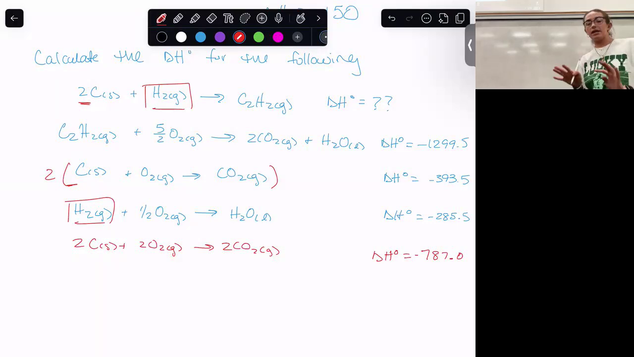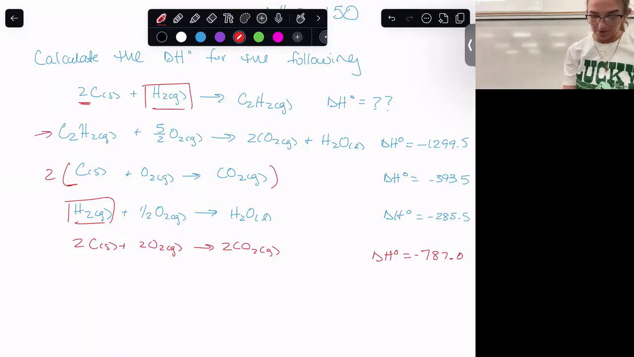We're going to use it exactly as is because there's no other place that H2 exists. So if we manipulate the third equation, then we're changing our overall equation. We don't want to do that. So we're going to keep the third equation as is. Right, so then we move to our product of C2H2. Where do we see that in our 3 equations? The first one, is it on the side that it's supposed to be on? No, it's not, right? So what do we need to do to the first equation?